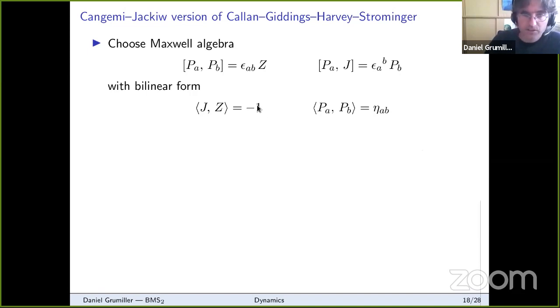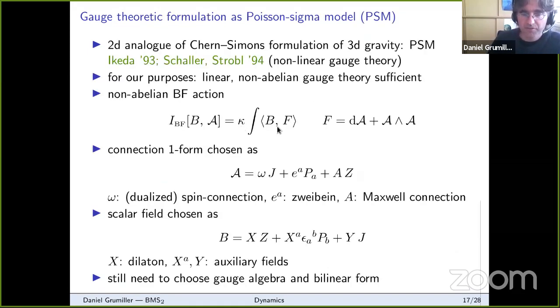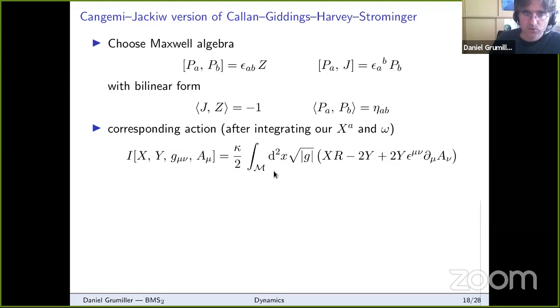And if you insert these definitions into this BF action and integrate out these auxiliary fields X^a and the spin connection, then you get this action here. And this action is essentially the CGHS model. So this action still functionally depends on the dilaton, on this auxiliary field Y, on the metric, and on the Maxwell connection.